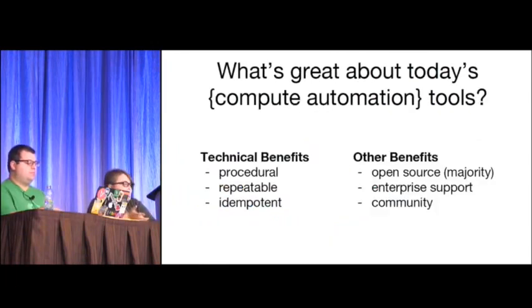So what's great about today's compute automation tools? The technical benefits are that it executes tasks in order for the most part. It operates the same every time. Again, for the most part, none of these things are perfect. And it usually only changes what it needs to. If it doesn't need to change something, then it doesn't touch it, which is ideal.